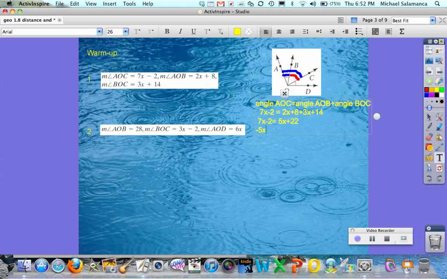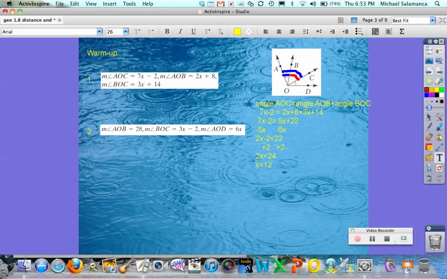Subtract 5x to both sides. We get 2x minus 2 equals 22. We're going to add 2 to both sides and get 2x equals 24. And x equals 12 because we divided by 2 to both sides. So that's how we find x.